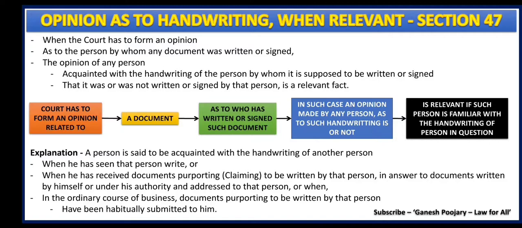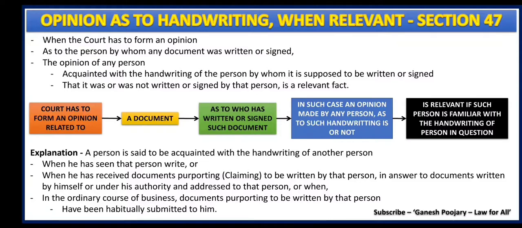In this case, if it is the handwriting of Mr. X, then such any person who is confirming that the document is written or signed by Mr. X should be familiar with X's handwriting. That is all we need to understand from section 47. Here in this section, the term acquainted is very, very important. Acquainted means getting familiar with. Now for that there is an explanation available which reads, a person is said to be acquainted with the handwriting of another person in 3 different scenarios.